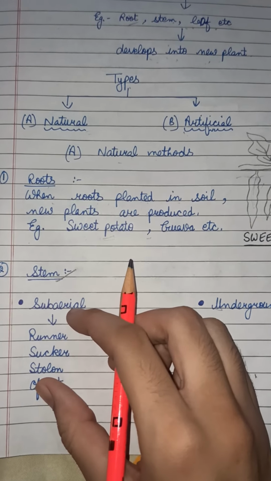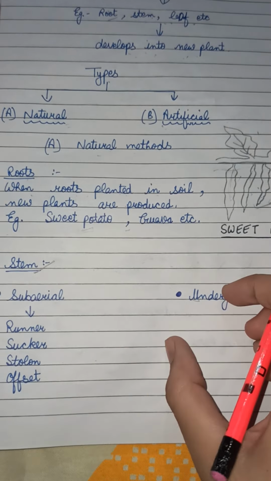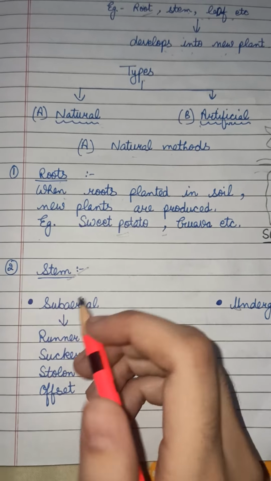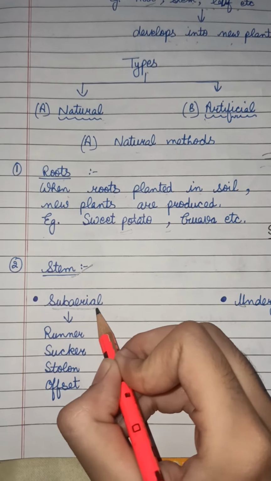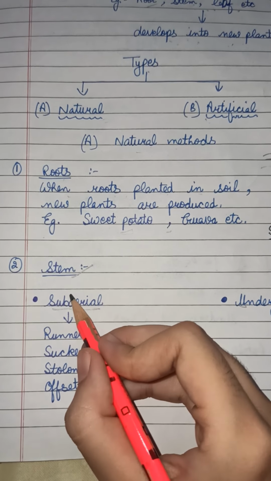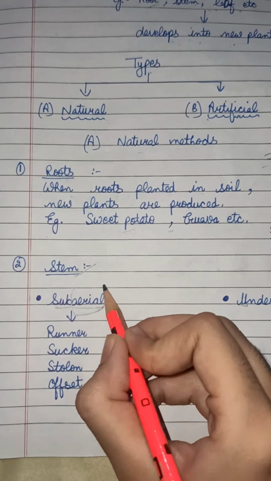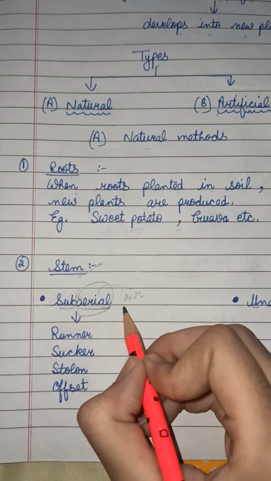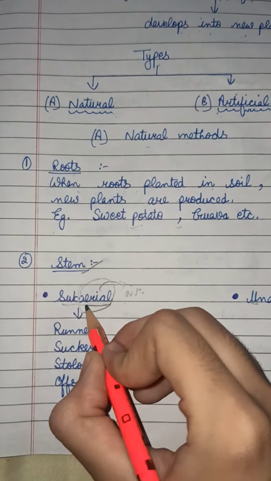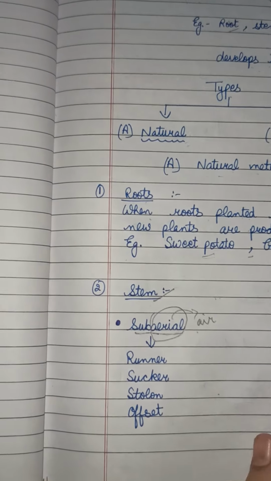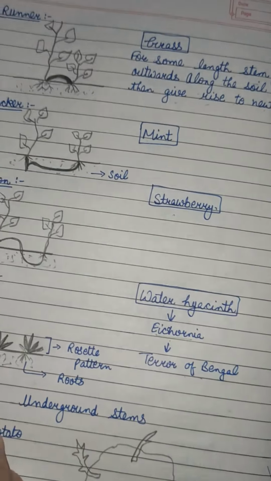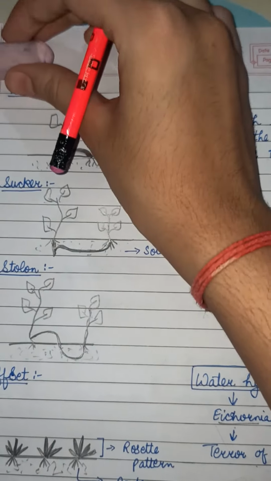It can be done in two ways, subaerial or underground modification. So firstly we will study about subaerial. Firstly, what is the meaning of this word subaerial? Subaerial means these are partially in contact with air. Aerial means air, means partially in contact with air. Who? Stem. Stem is partially in contact with air. So here we will see its types.